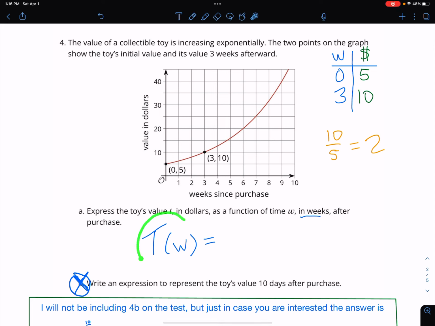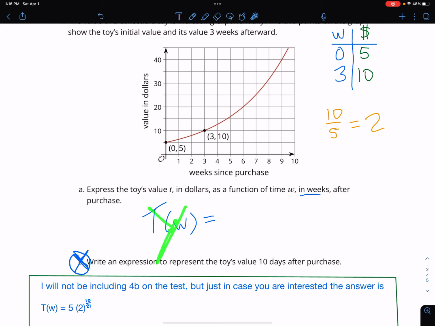This is function notation, okay? This is just a fancy way of saying Y. T of W is 5. It's 10. It's whatever these numbers are on the vertical axis that align with your graph. If you just write Y, I'm totally fine with that, actually. I'd probably still give you full credit. But here is our function T. The value of the toy is a function of weeks.